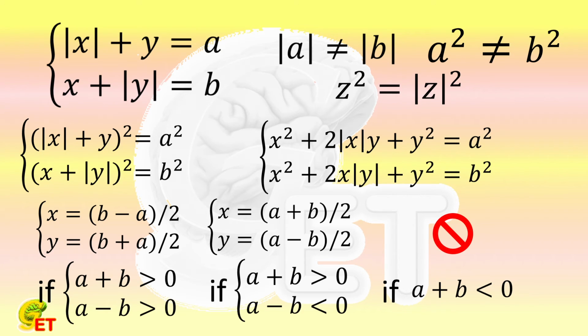Now, let's give the final answer to the question of how many solutions the original equations have. If a plus b is smaller than 0, there is no solution. If a plus b is bigger than 0, no matter if a minus b is bigger or smaller than 0, there is always only one set of solutions. If our answer were two sets of solutions, we would be completely wrong.